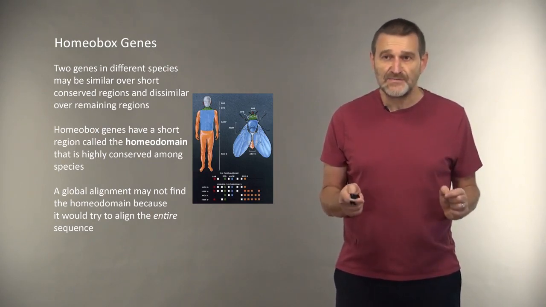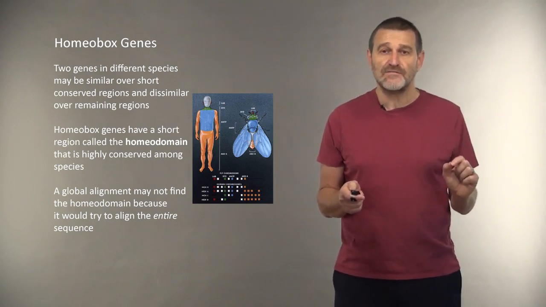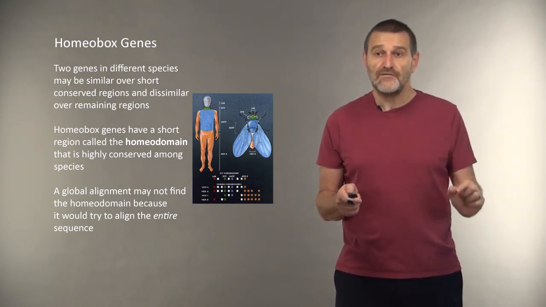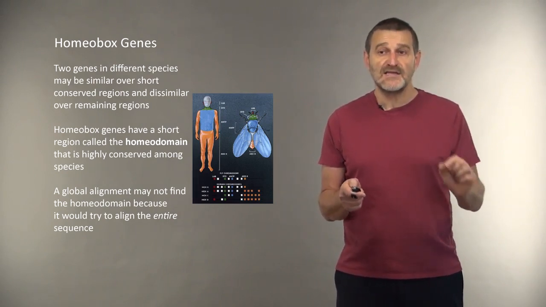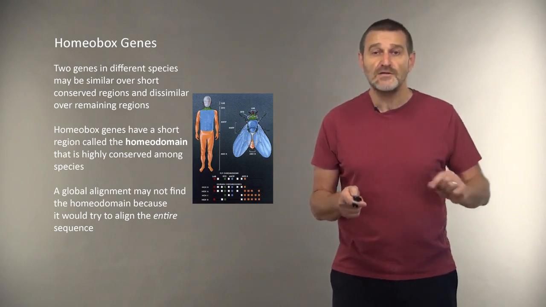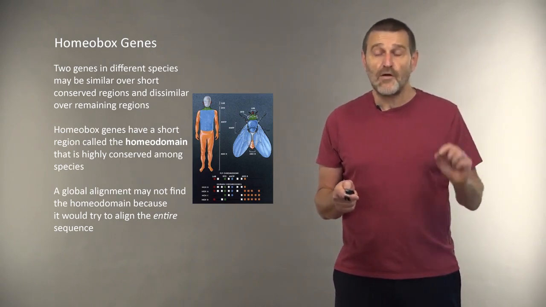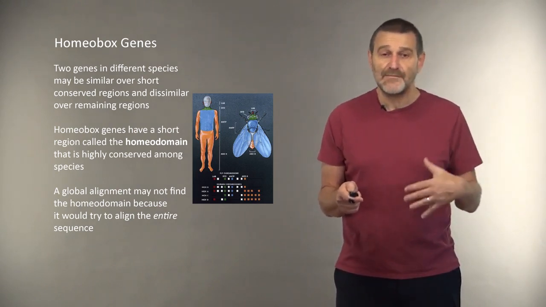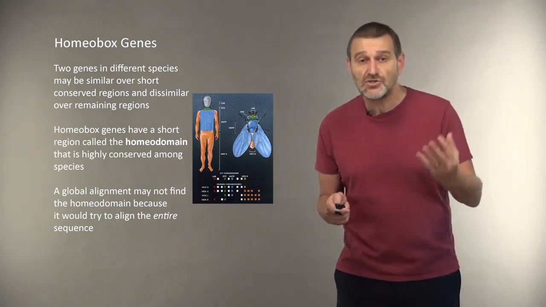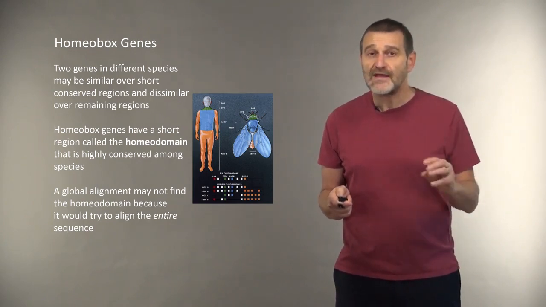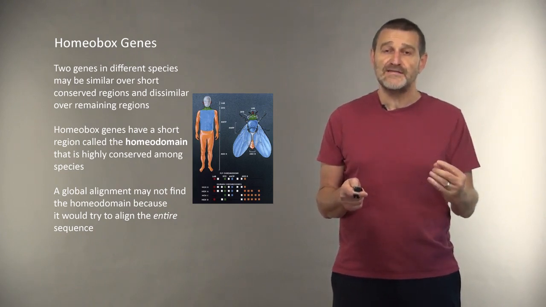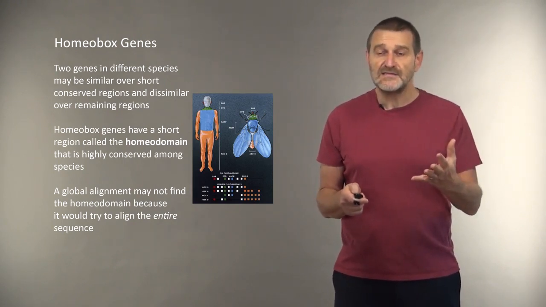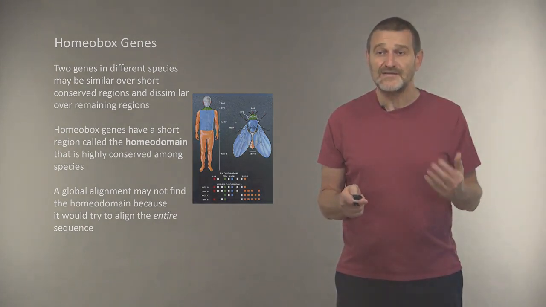Two genes in different species may be similar over short conserved regions and dissimilar over remaining regions. For example, homeobox genes have short regions called the homeodomain that is highly conserved among species varying from human to fly. But global alignment of homeobox genes would not reveal the homeodomain because it would most likely pass through completely arbitrary regions of the sequences, since homeodomains are short subsegments of homeobox genes. How can we find this important biological similarity that, however, does not extend over the entire length of sequences, and thus in the case of search for these short sequences, the global alignment fails?